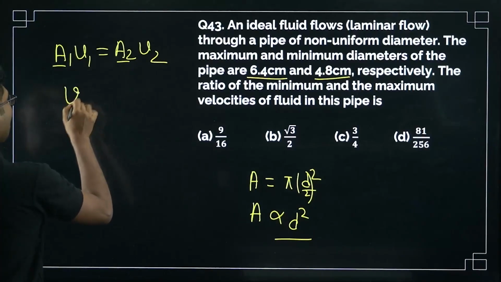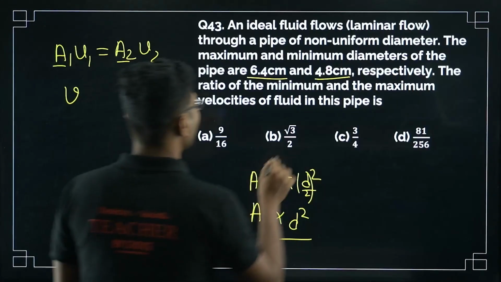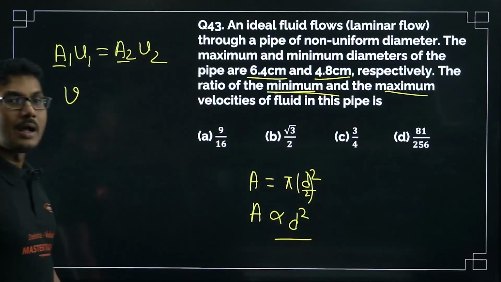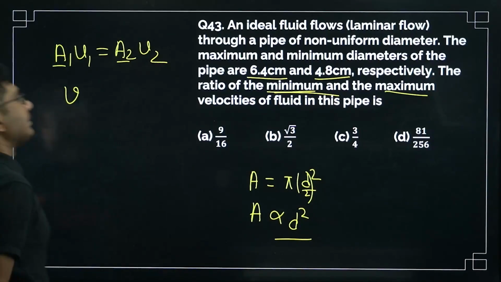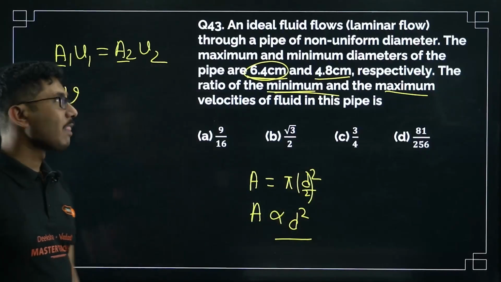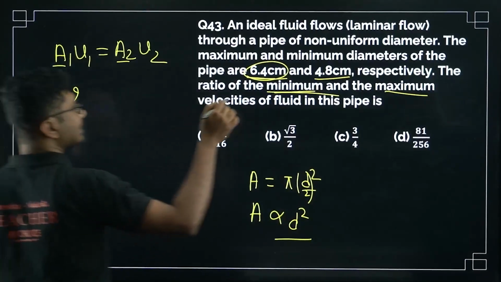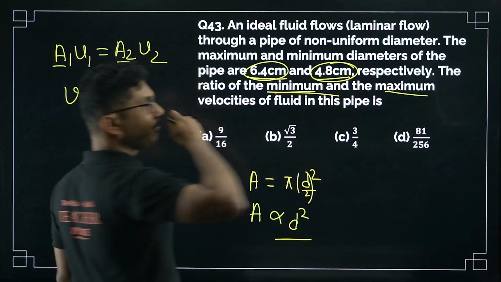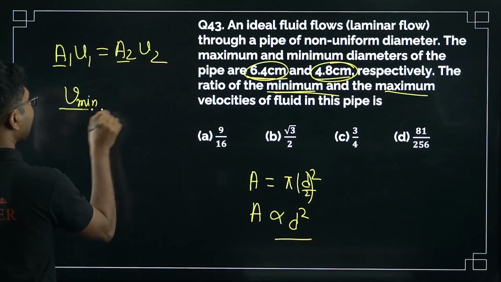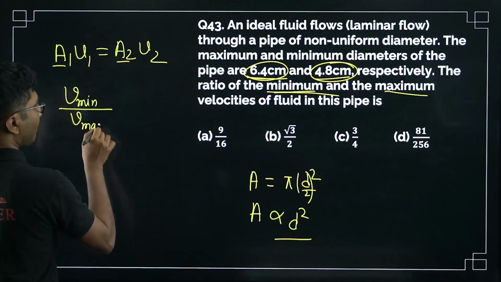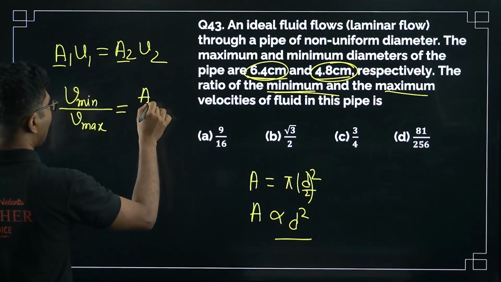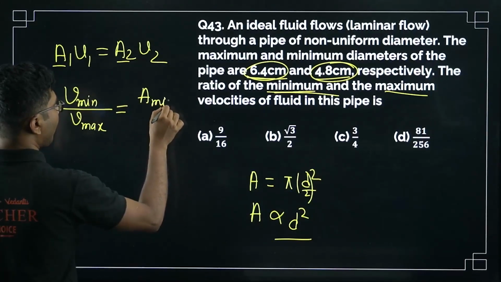What we have to find is the ratio of minimum to maximum velocity. When will we have the minimum velocity? We will have minimum velocity when the diameter is maximum, that is, when the area is maximum. And we will have maximum velocity when the diameter is minimum. So V min by V max will be equal to area min by area max.